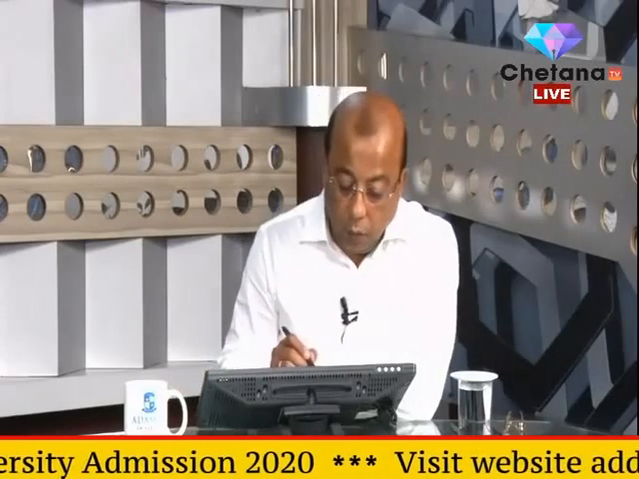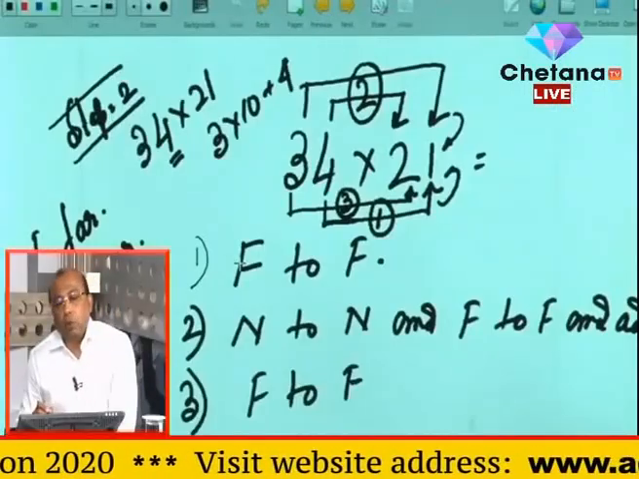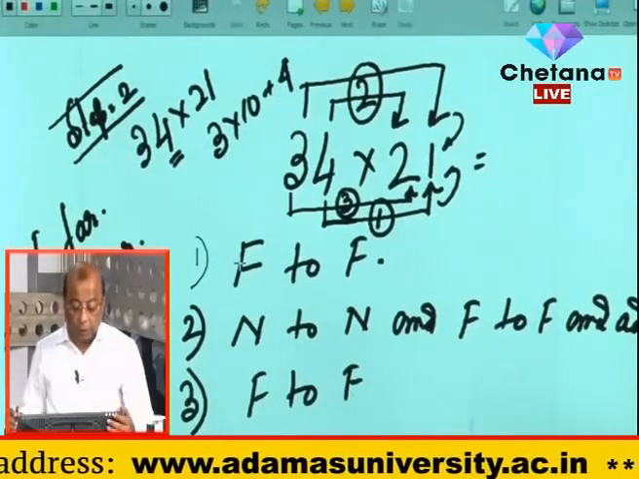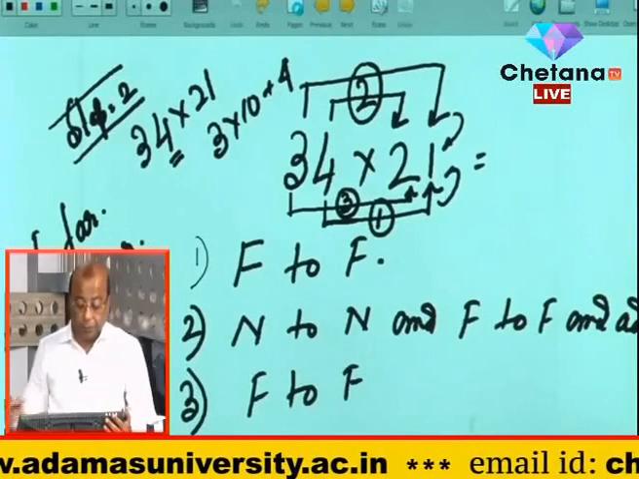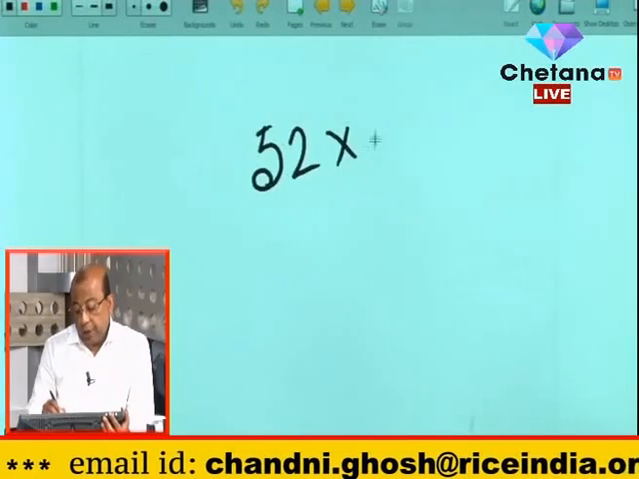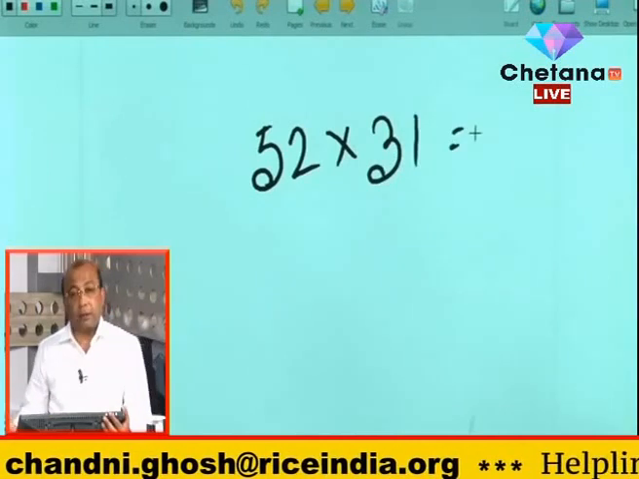Right. Number 1, far to far. Number 2, near to near and far to far and add. And next, far to far. We can consider another problem. Right. 52 into 31. Yes.